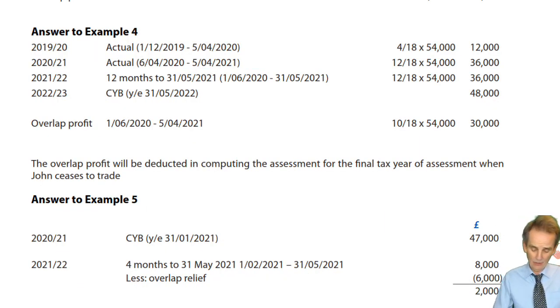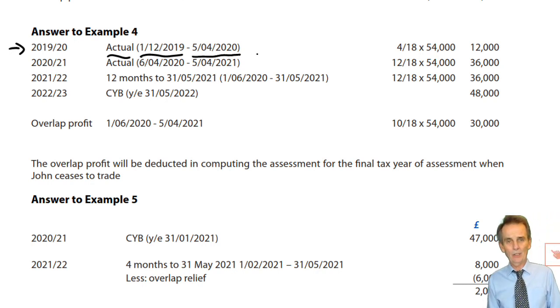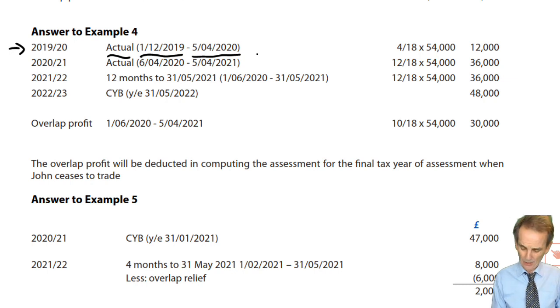Okay, well, let's see how you fared on this one. Again, we knew that the first tax year was 2019-20. Its basis of assessment is always actual. That always means from your start date here, the 1st of December 19, to the end of that tax year, which is the 5th of April 20. So we've got December, January, February, March. So we've got 4 months out of what then is a long opening period. And if you worked it through, that was an 18-month period. 4/18 of 54,000 should then come to £12,000 assessment, and that's the assessment for the 1920 tax year.